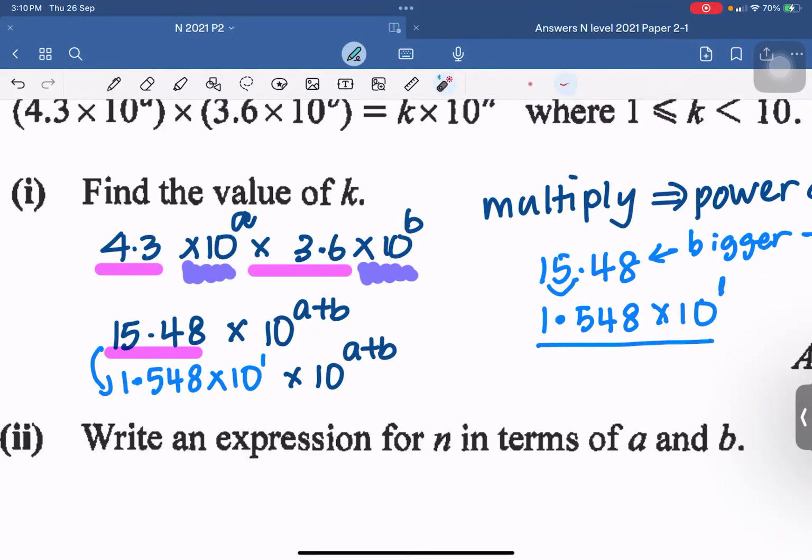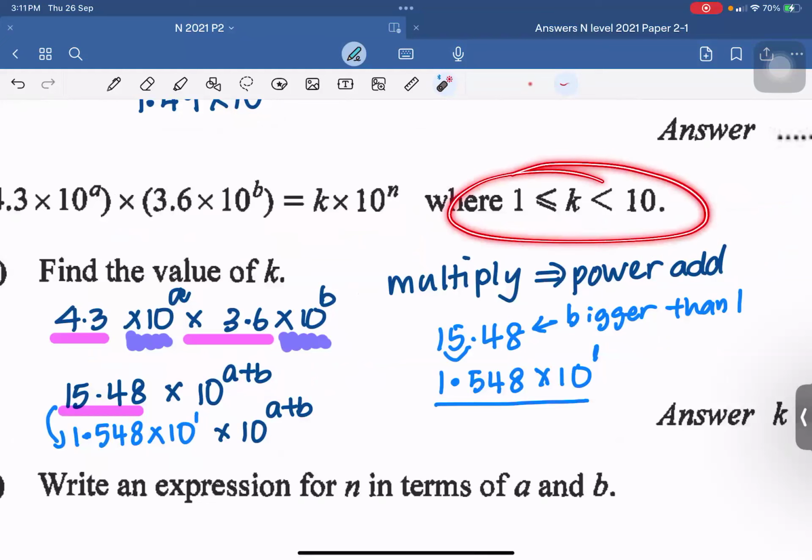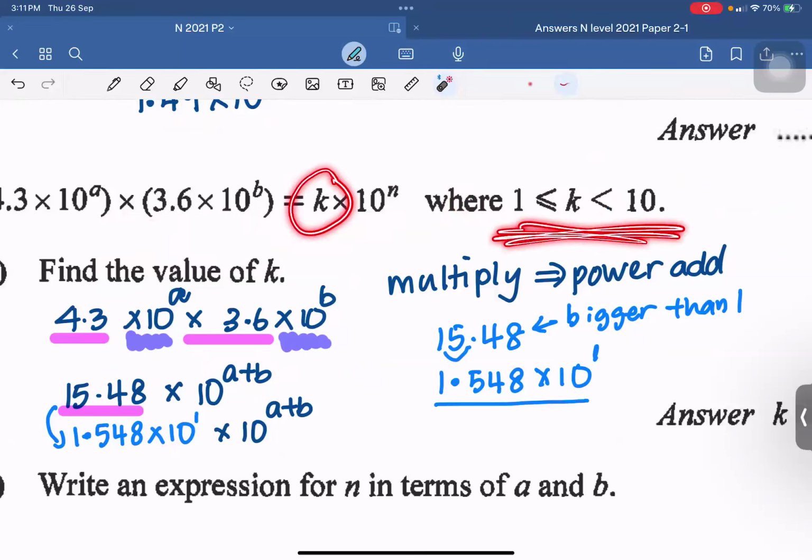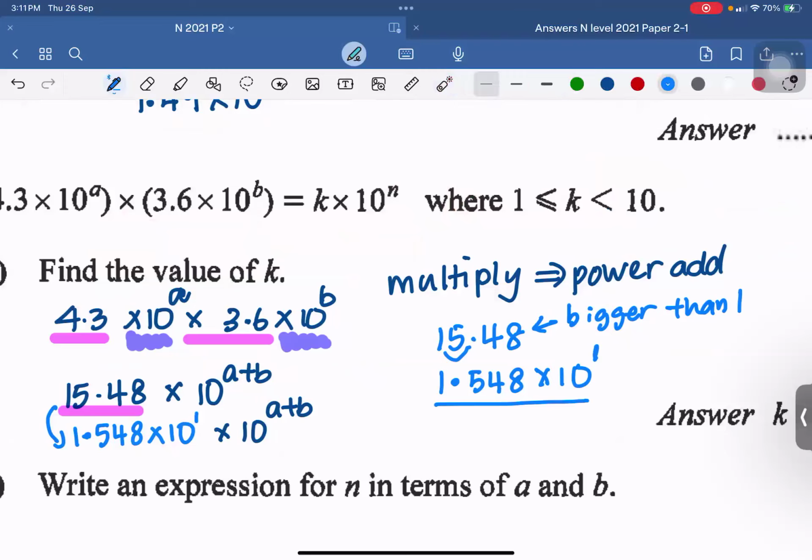First part. Sorry, why need to change the answer into standard form? Oh, because they say A, this pattern. This one, they say where this is in this pattern. So in this pattern, this means the k is a number smaller than 10, more than 1, but 10 to the power something. So this part actually means write in standard form. So the question here means the standard form. Is this okay?